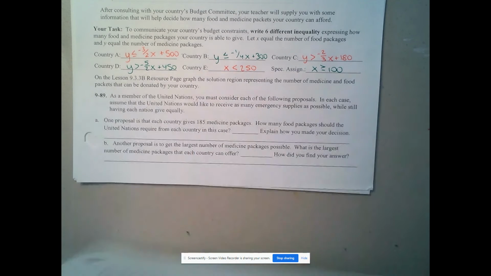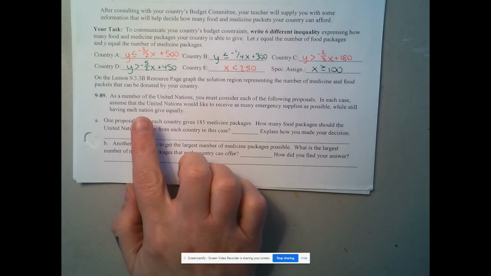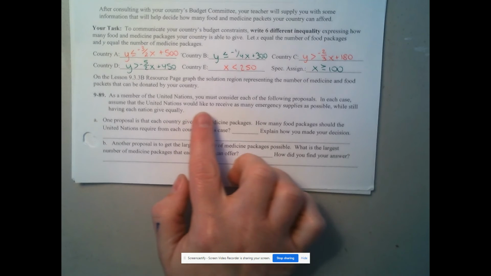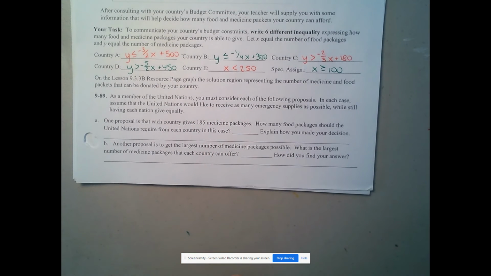So the question that we have first here on 989: as a member of the United Nations, you must consider each of the following proposals. In each case, assume the United Nations would like to receive as many emergency supplies as possible while still having each nation give equally. One proposal is that each country gives 185 medicine packages. How many food packages should the United Nations require from each country in this case? And the thing that's really important is they want everyone to be able to give equally.